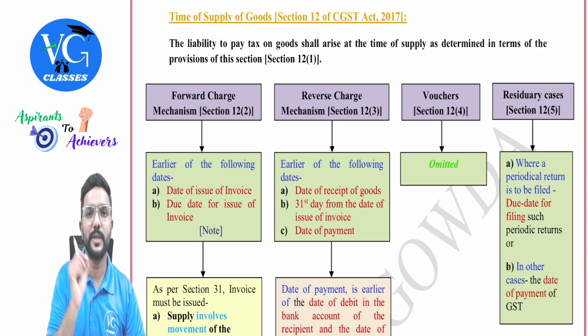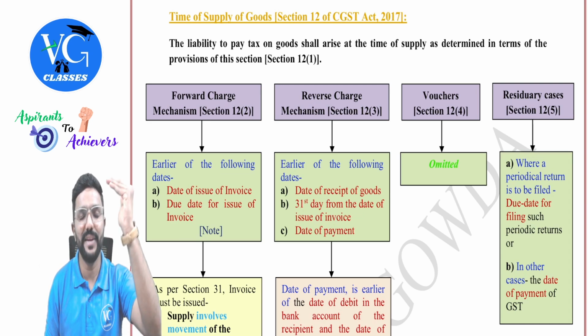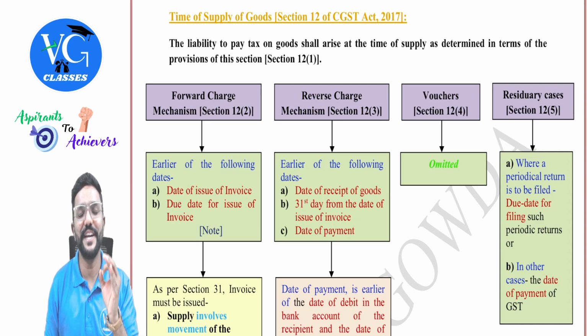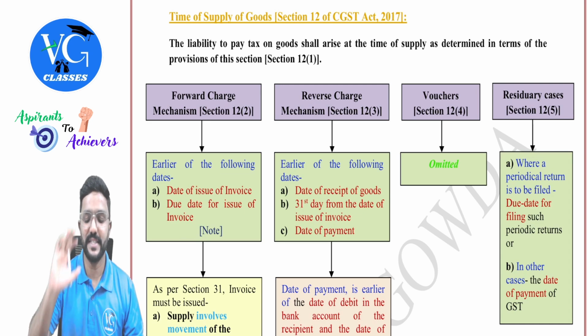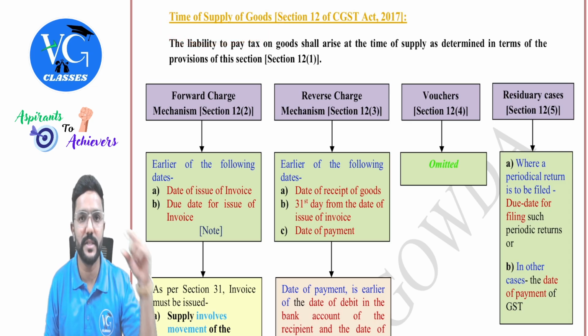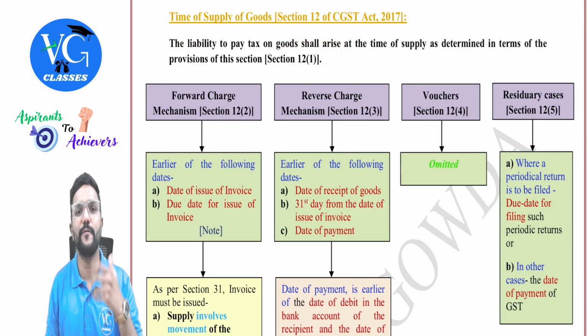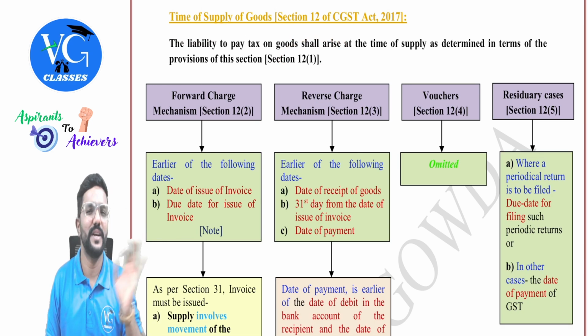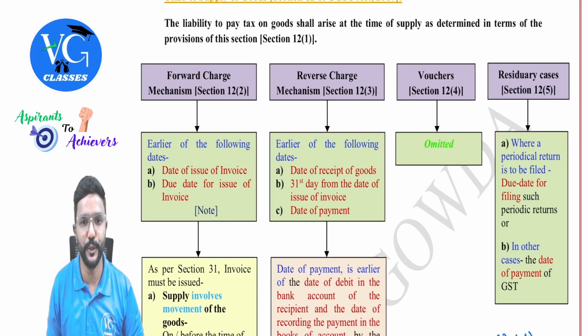Totally, section 12 as well as section 13 have 6 subsections and they have been arranged in the same order. If you study one section, then the other will become easy, guys. Section 12 of the CGST Act talks about the time of supply of goods. Subsection 1 is just like a heading. It tells that the time of supply of goods is as per section 12. The actual content is from subsection 2.